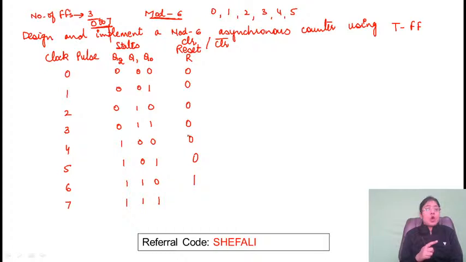Correct? After applying the first clock, whatever output comes, we have to note down that output. After the first clock we note down the output, after the second we note down the output, and so on. As soon as you get 6, after 6 it will be reset. And what about 7? Should I write 1 here? No. Once it resets at 6, control will never come to 7. So let's not consider clock 7. Right? Clear till here?